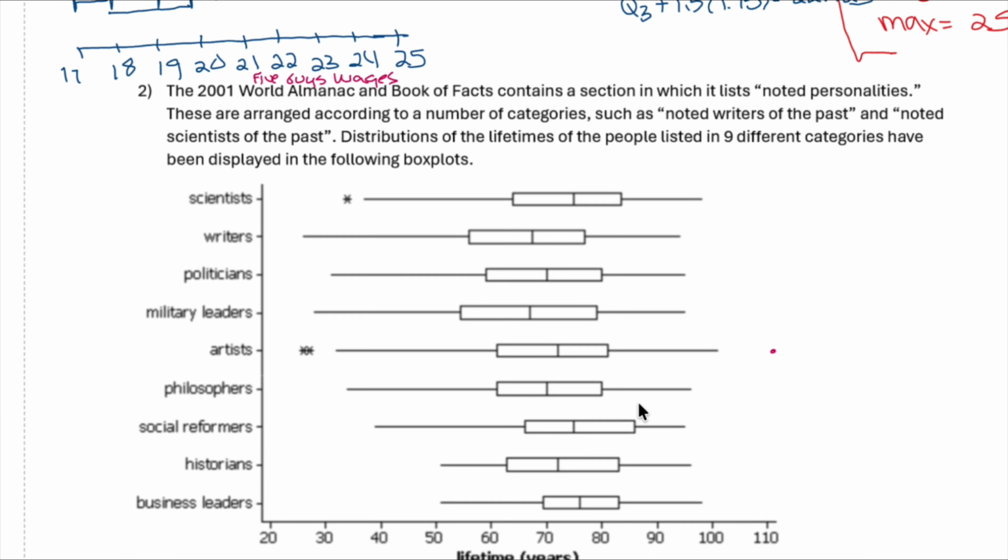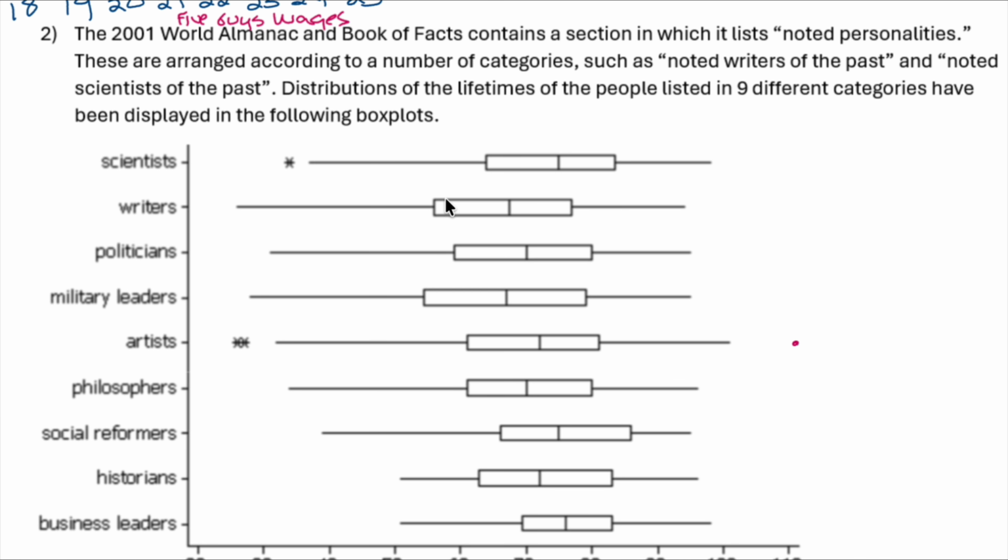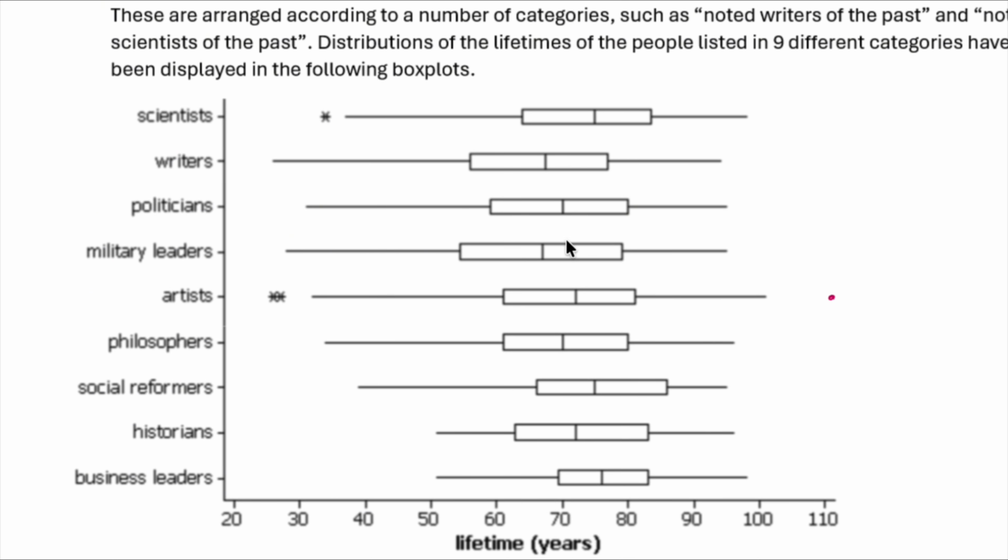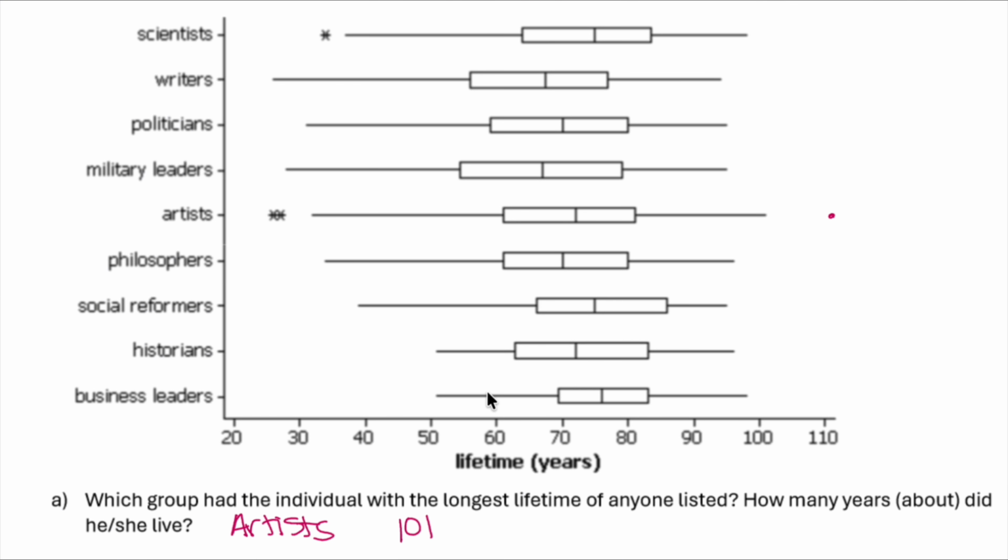Okay, so let's move on to the second question in here. The 2001 World Almanac and Book of Facts contains a section in which it lists noted personalities. These are arranged according to a number of categories, such as noted writers of the past and noted scientists of the past. Distributions of the lifetimes of the people listed in 9 different categories have been displayed in the following box plots. So in this case, it gives you a box plot and asks you a bunch of questions down below.